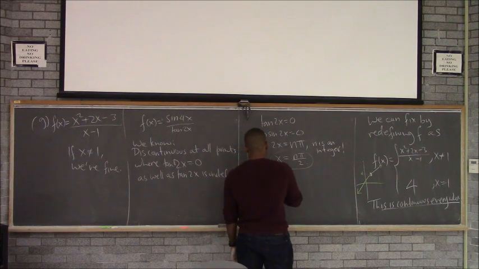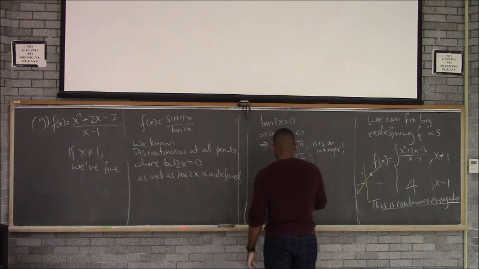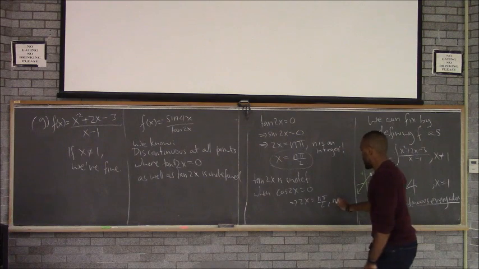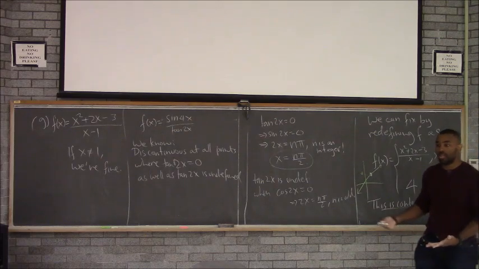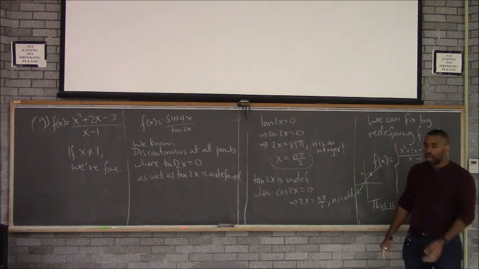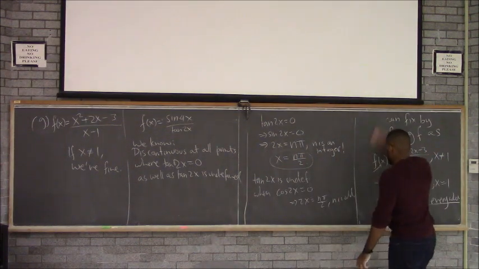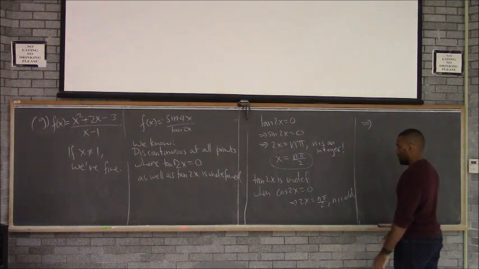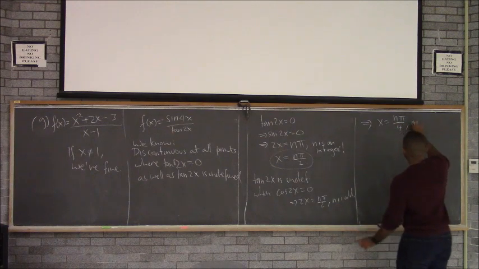Also, tan of 2x is undefined when the denominator cosine 2x equals 0. This means your 2x will be n pi over 2, where n is odd. You should know things like that. Where is cosine equal to 0 in general? Where is sine equal to 0 in general? So cosine is 0 at every odd multiple of pi over 2. So plus or minus pi over 2, plus or minus 3 pi over 2, plus or minus 5 pi over 2, plus or minus 7 pi over 2, etc. And so your x should be n pi over 4, where n is odd.